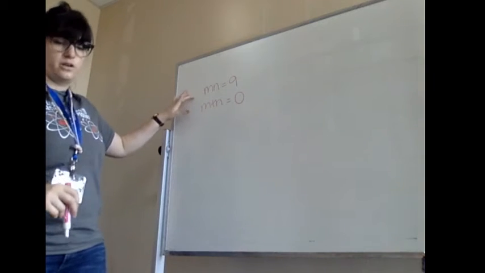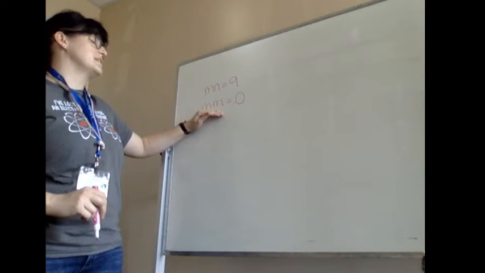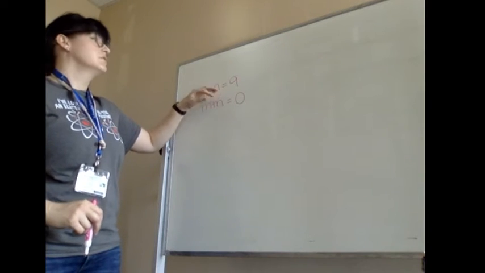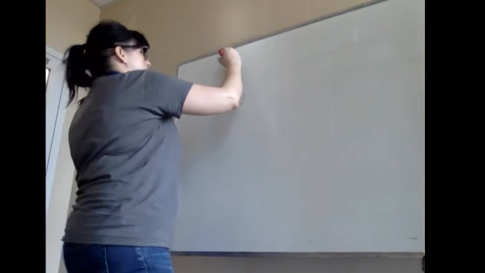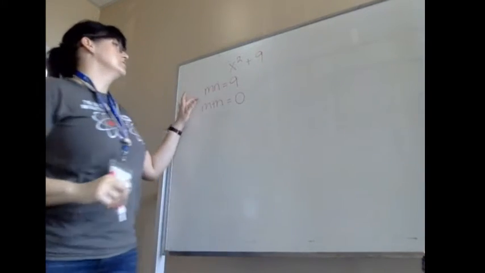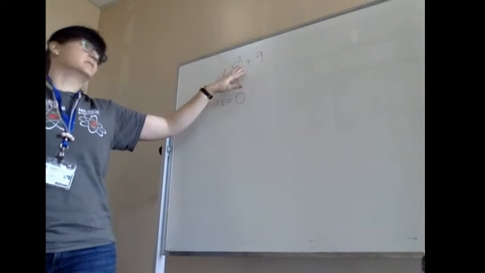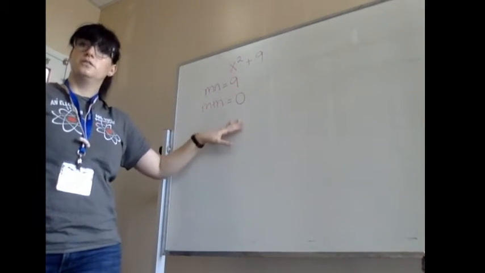Because they're asking for two equations relating the sum and product. Here's the sum of m and n. Here's the product of m and n. And we're relating it to x squared plus 9. So you know it needs to multiply to the last one, but it needs to add to the middle one. Since the middle one's not there, it must add to 0. Does that make sense?